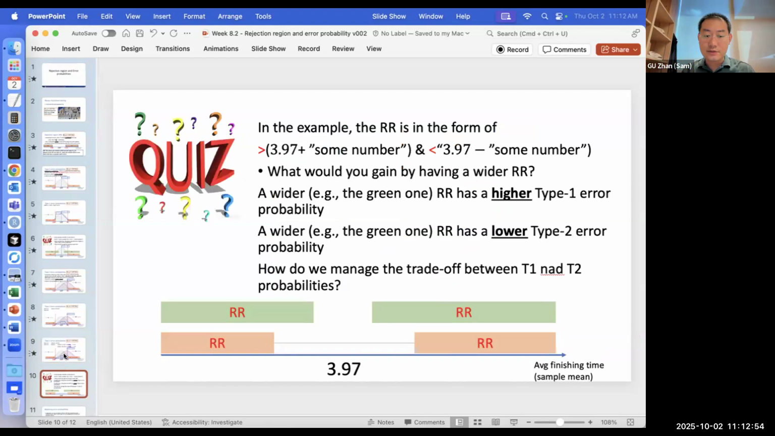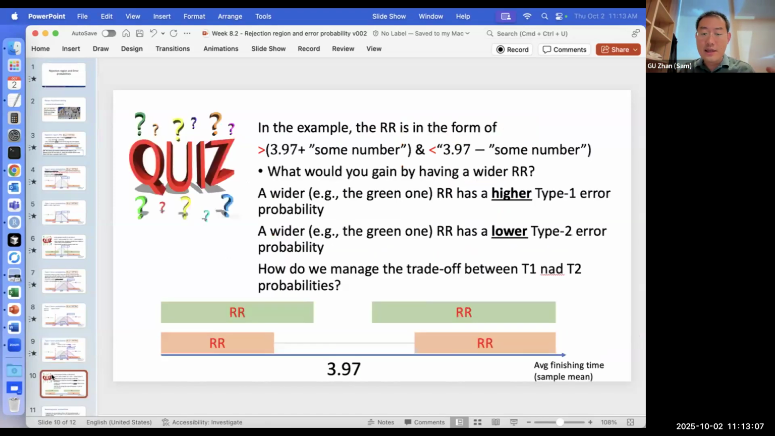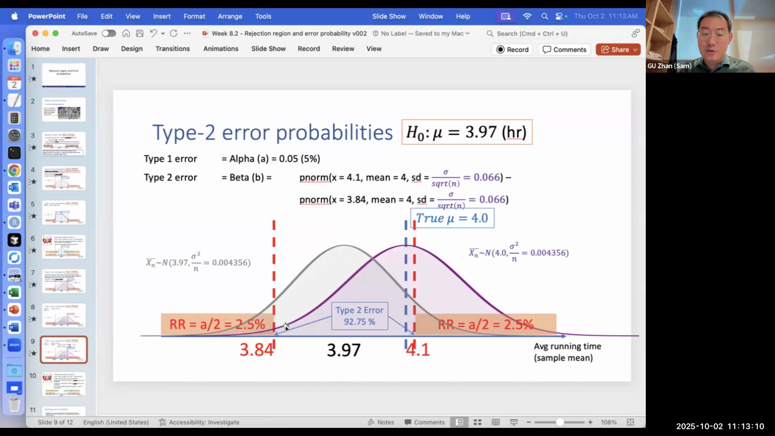Let's say you increase the rejection region from 2.5% to 5% on each side. So you add them into 10%. The region in the middle will be less than 90% under this gray curve. So when this happens, your rejection zone increases, so your alpha increases from 0.05 to 0.1, 10%, right? Then your type 1 error will increase, right? When your type 1 error increases, the two red cutoff lines will go to the center, right?